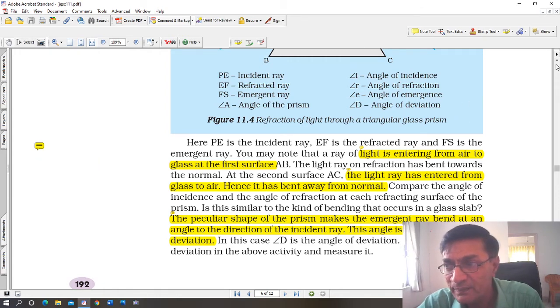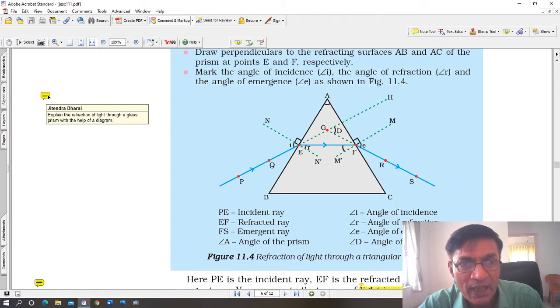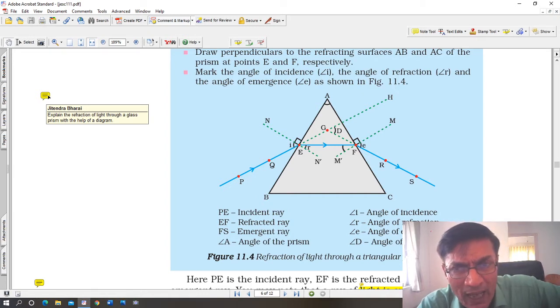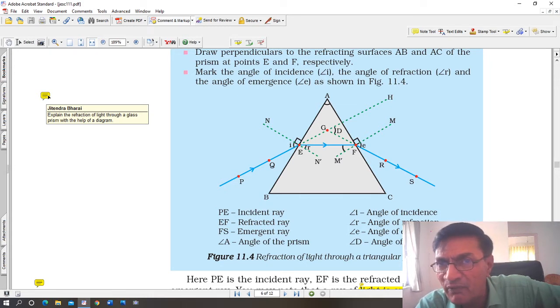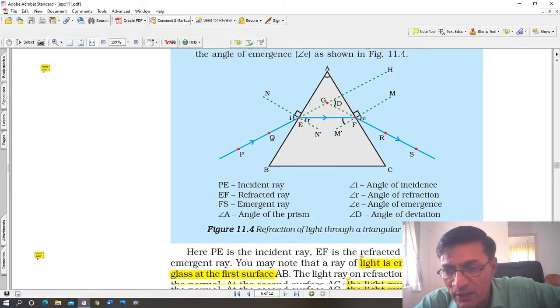Then there may be other questions which are here. Explain the refraction of light through a glass prism with the help of a diagram. This diagram and what I've highlighted. Don't worry about the answers. All this is there in the PDF, but I want you to go through the whole chapter with me. So explain the refraction of light through a glass prism with the help of a diagram. This is important, and you need to study the whole chapter carefully.